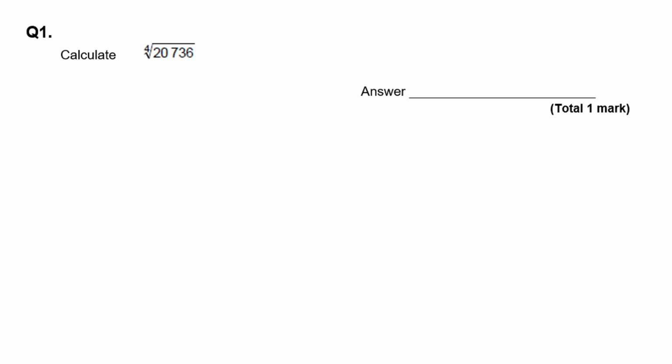So first question is asking us to calculate the fourth root of 20,736. So what we are going to do is type this into our calculator and find out what the value is. When I type it into my calculator, I do shift square root sign, which allows me to change the 3 into 4, and then you type in the number inside your root, and hit the equal sign. That is going to give us 12. So we get 12 as our final answer.